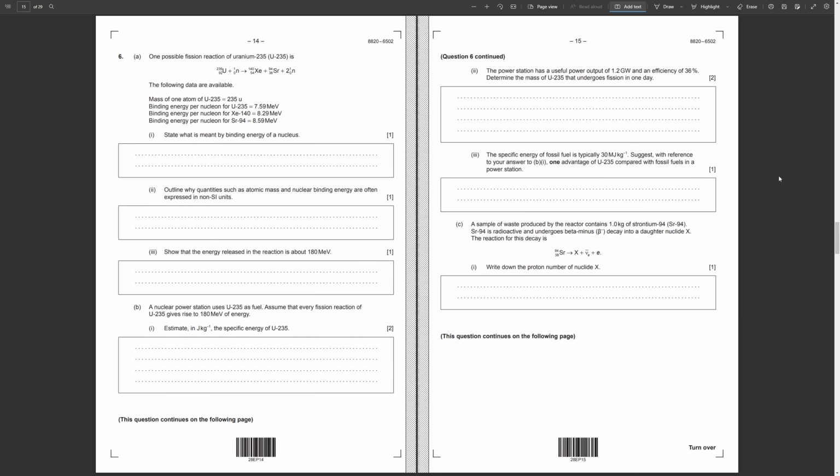It's a definition question, so there's not much explanation. It's just a definition, you memorize it and you get the mark. It's the energy required to completely separate the nucleons, or the energy released when a nucleus is formed from its separated nucleons.